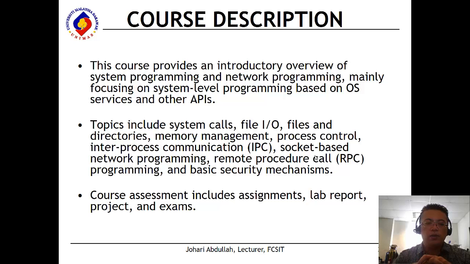And what we will cover includes system calls. So that's the heart of this subject. That's why we call it system programming. File I/O, files and directory, memory management, process control, and so on. And as usual, this course includes assignment, project, lab report, and written exam as well.